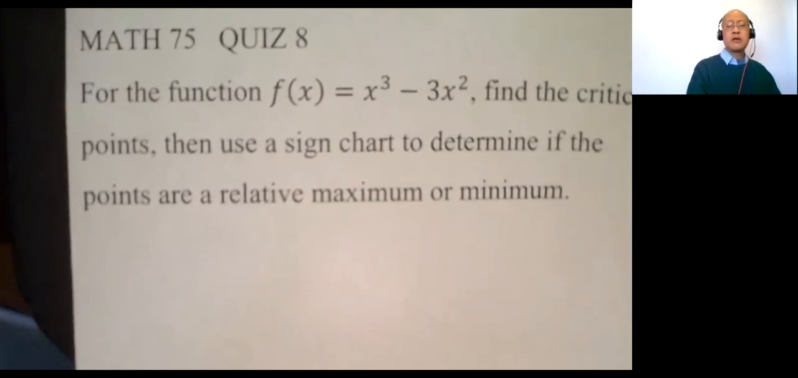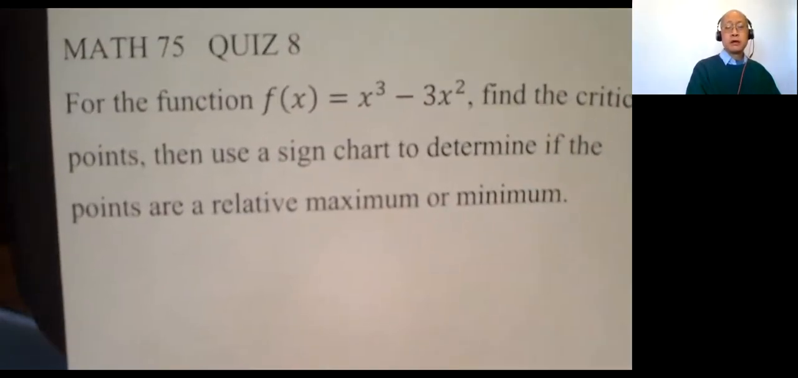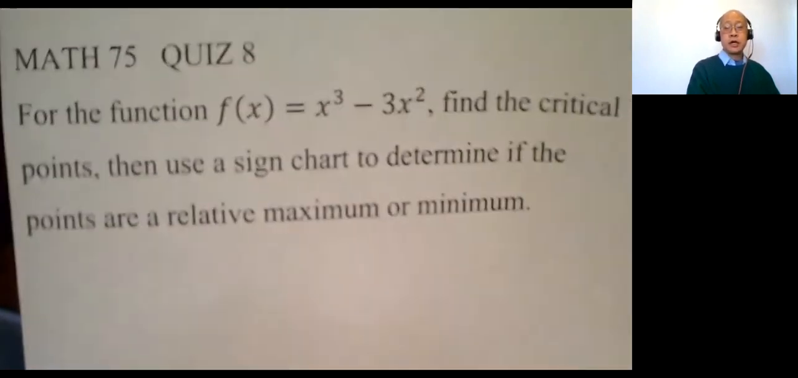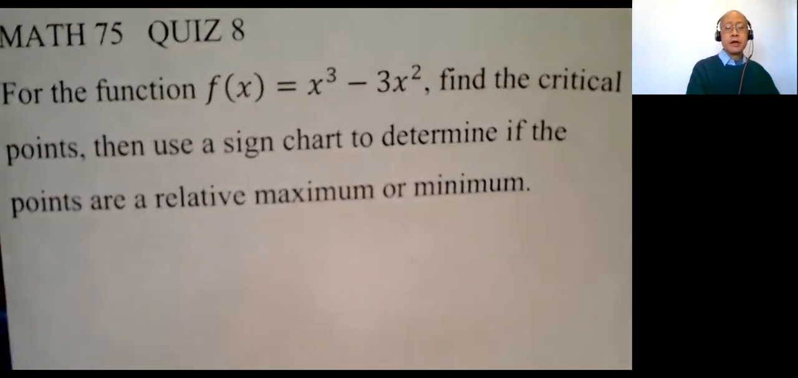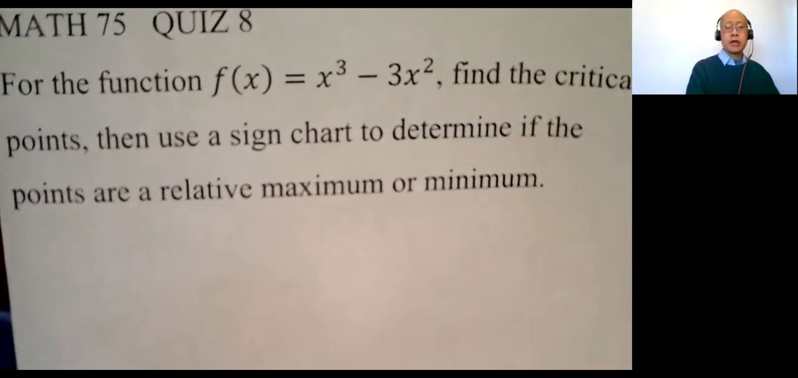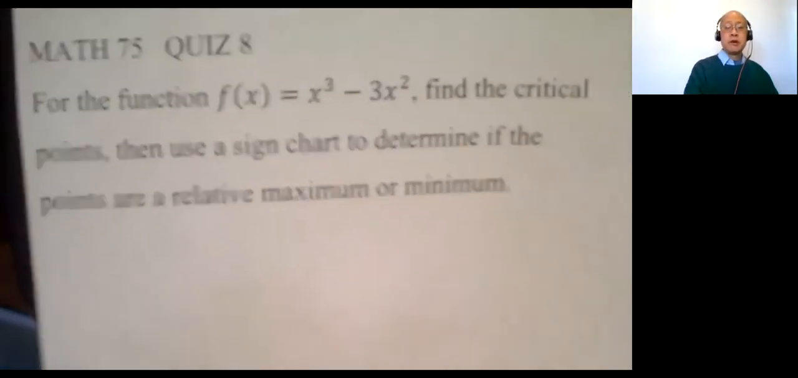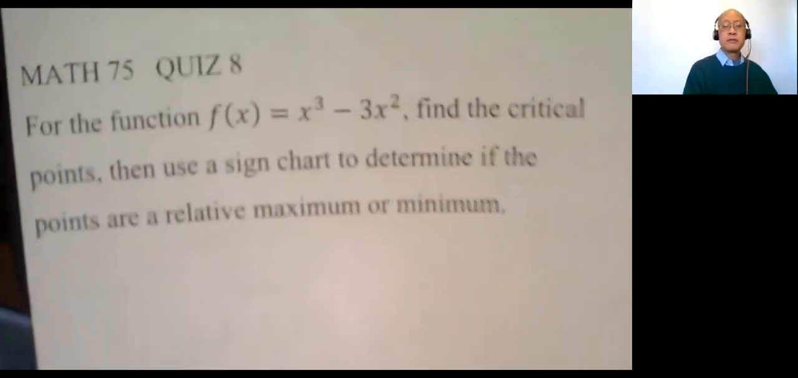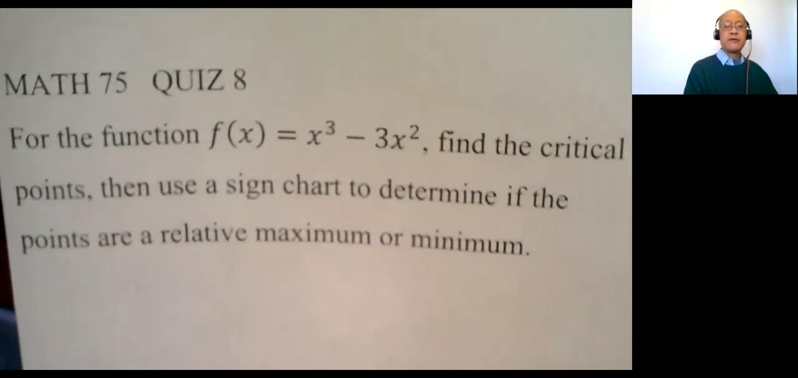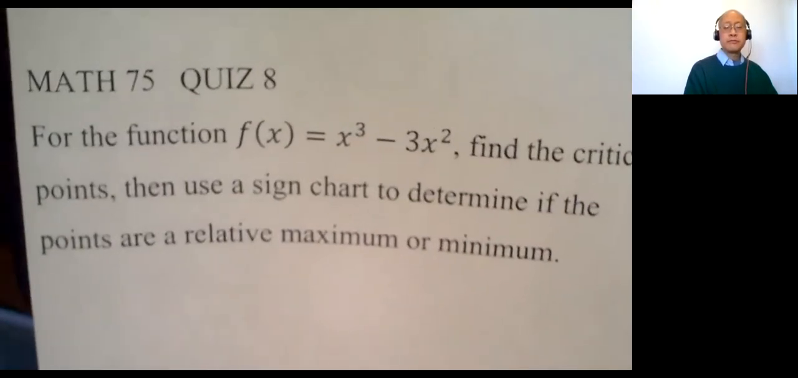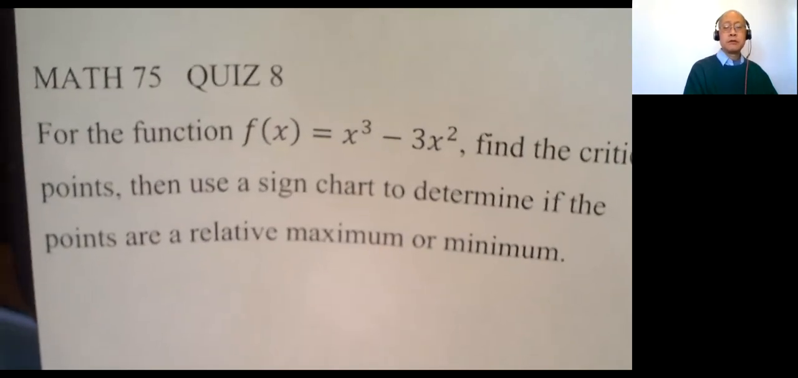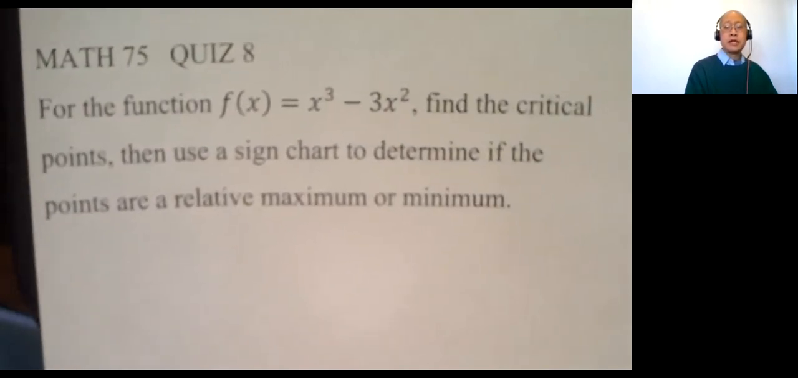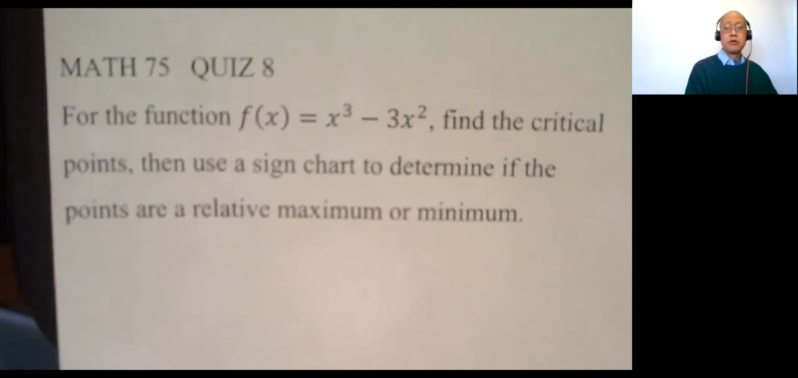Okay, the function is f of x equals x cubed minus 3x squared. You do not have to do the second derivative analysis, just the first derivative analysis. So find the critical points, then use a sign chart to determine if the points are relative maximum or relative minimum. Okay, so the function again is x cubed minus 3x squared. Take the first derivative, set it equal to 0, find your x values, right? Do your sign chart. Based on a sign chart, determine if you have a maximum or a minimum.